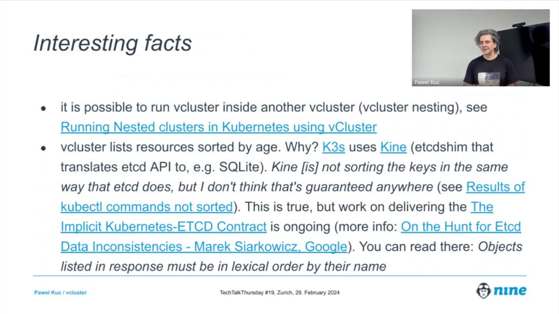This is not an official document, but it says that objects listed in a response must be in lexical order by their name. So maybe it will change. That's just a side note. It's not a big deal, just an explanation of why it is like it is. And by the way, I highly recommend this KubeCon talk by Marek Sierkowicz. It's a great talk about etcd and how you test consistency in a distributed database. So a lot of cool ideas, and yeah, nice talk.